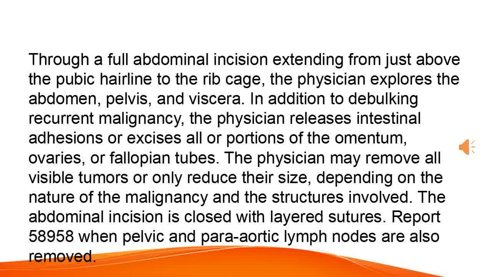Through a full abdominal incision extending from just above the pubic hairline to the rib cage, the physician explores the abdomen, pelvis, and viscera. In addition to debulking recurrent malignancy, the physician releases intestinal adhesions or excises all or portions of the omentum, ovaries, or fallopian tubes. The physician may remove all visible tumors or only reduce their size, depending on the nature of the malignancy and the structures involved. The abdominal incision is closed with layered sutures. Report 58958 when pelvic and para-aortic lymph nodes are also removed.